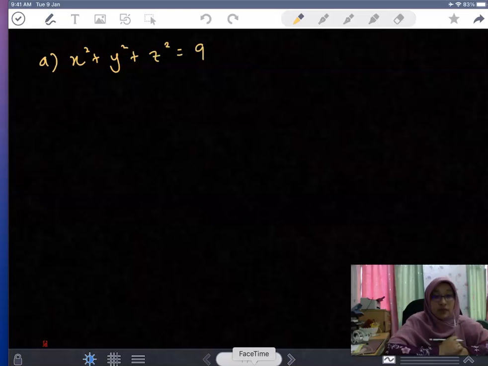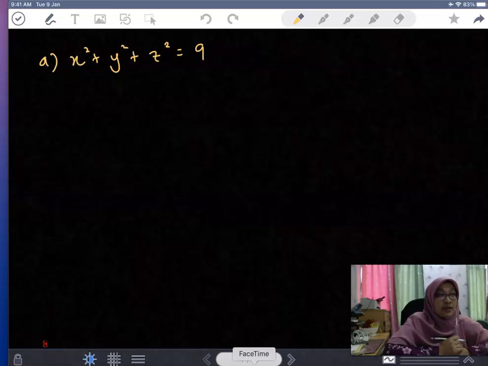Okay, so now, on the previous video, we have sketched the spheres. The first one we have is x squared plus y squared plus z squared equal to 9. So we have a sphere with radius 3, and the center of the sphere is at the origin, which is (0, 0, 0). Okay, so that is the graph. We have discussed how we can sketch the graph, the sphere.